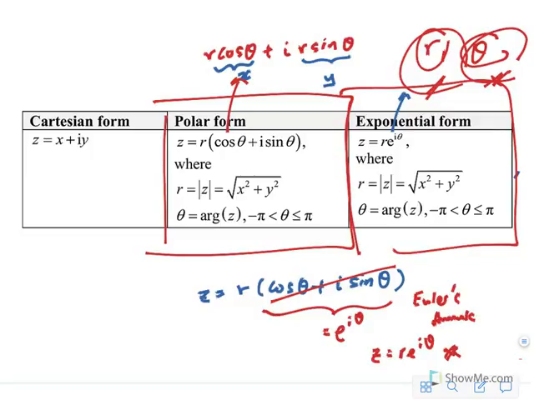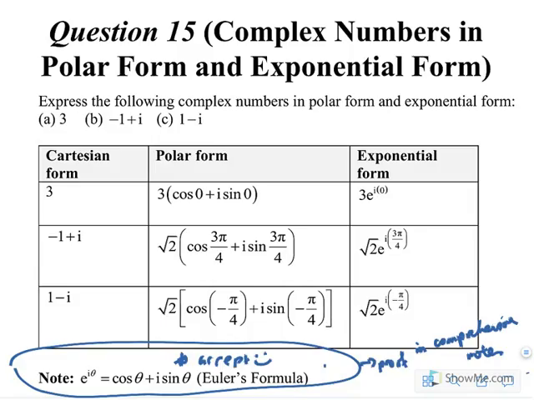And with that, question 15 was presented to you. Question 15 is there, and the solutions are there.